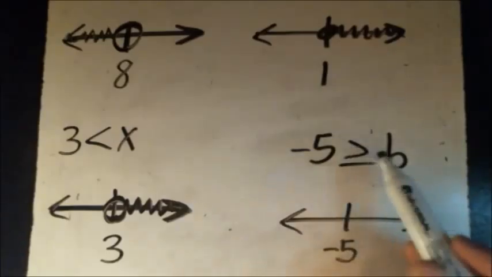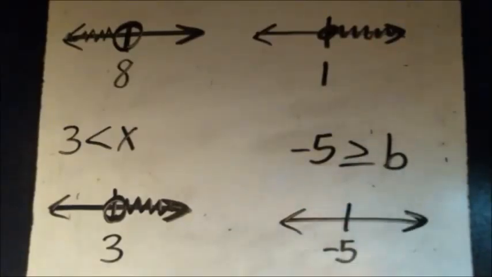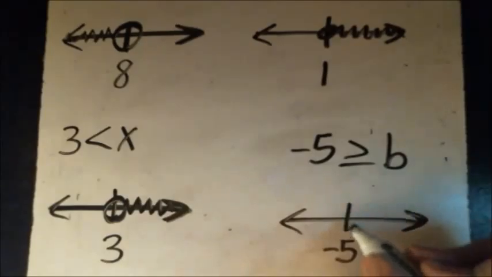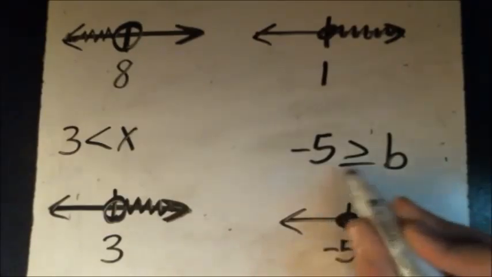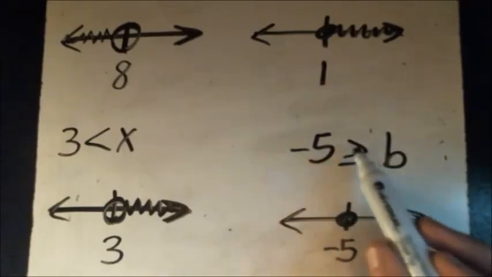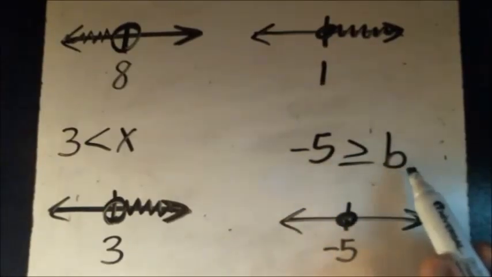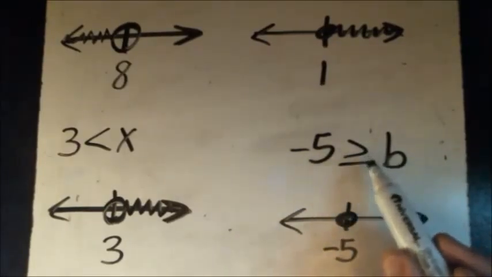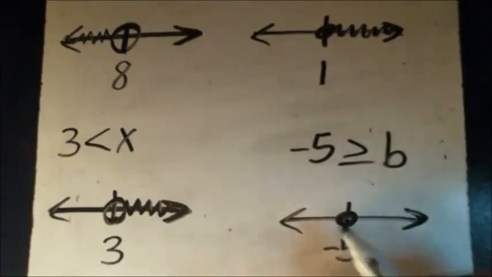All right, because this is greater than or equal to, I want to use a closed circle, because of that equal sign. So whenever you see any sort of an equal sign, whether it's an actual equal sign or that equal sign that's underneath, that's going to be a solid circle versus an open circle. All right? And so -5 is greater than my variable, which means that my variable is less than my number. So I'd want to shade to the left.